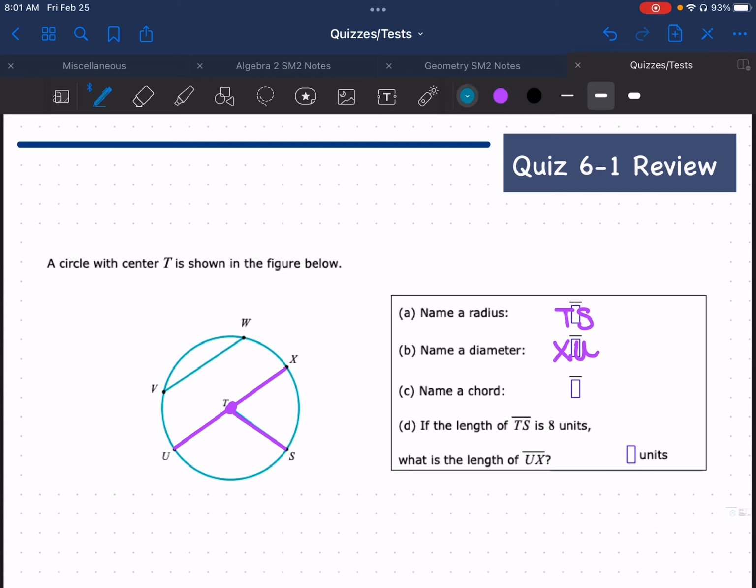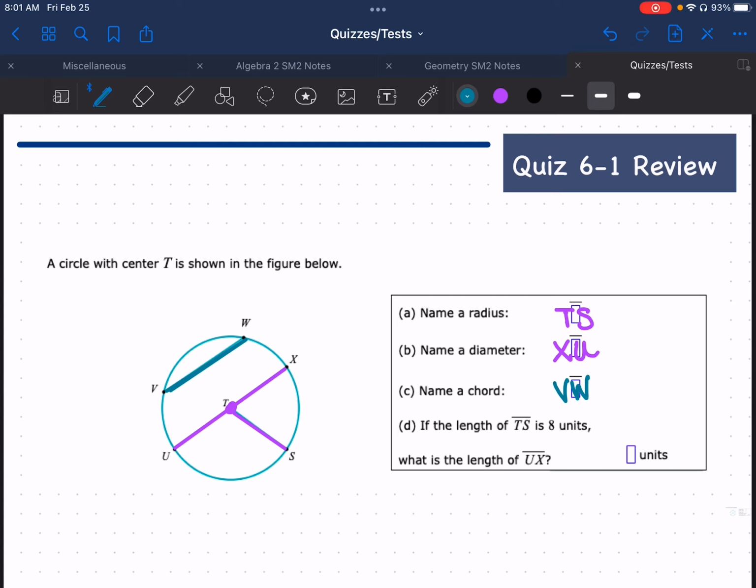A chord, remember, goes from one side of the circle to the other, but it does not go through the center. So here is my chord right there. Let me see, there we go. And I'm going to call it VW because that's the way that I drew it.